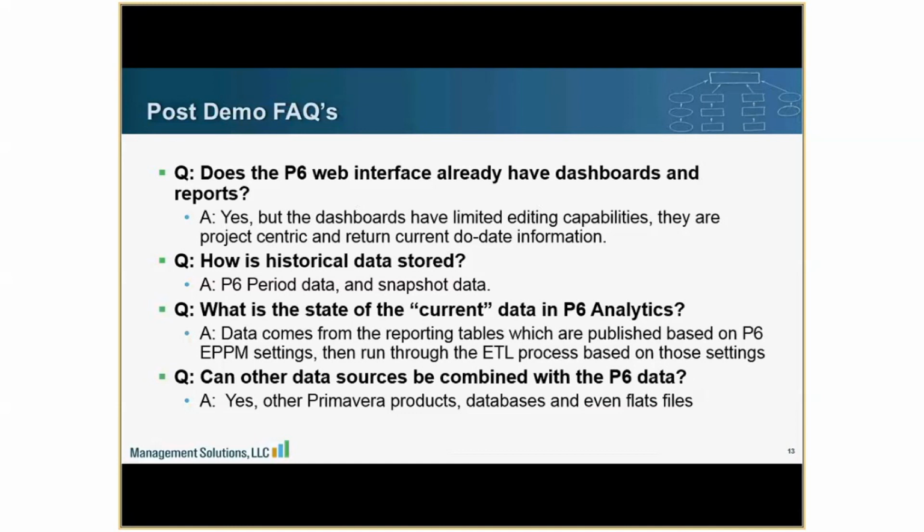What is the state of the current data in P6 Analytics? To get data from P6 EPPM to P6 Analytics, it goes through two main processes. Nathan, you can correct me if you disagree on any of these. Data goes through the ETL process from the extended schema. It's published first through the arbiter we talked about, getting into the extended schema, and then going from the extended schema into analytics, it goes through the ETL process. So keep that in mind that you've got two processes that it has to go through, and that defines what live data is going to be.